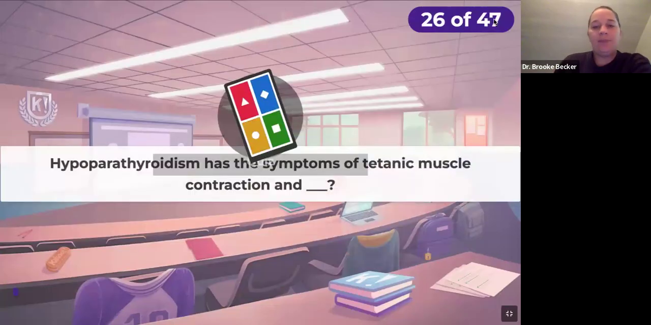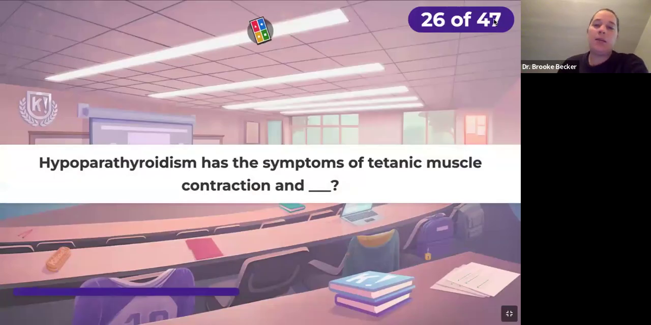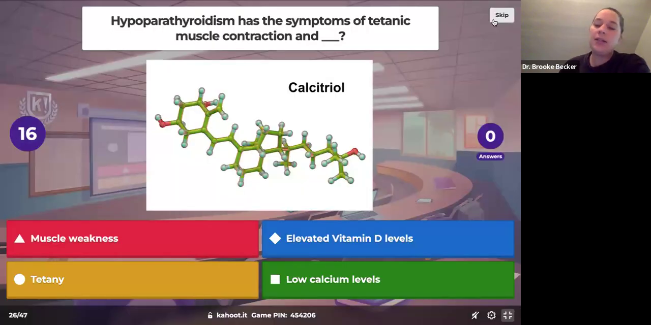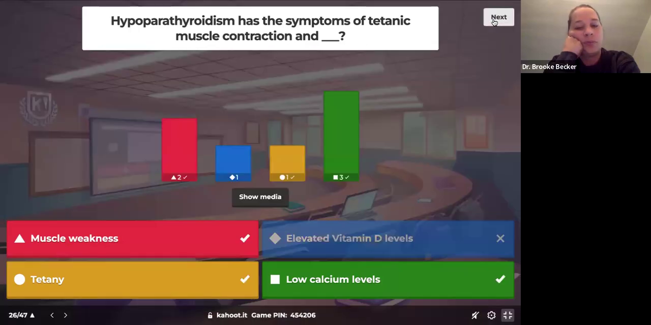Okay, multiple select. Hypoparathyroidism has the symptoms of tetanic muscle contraction and muscle weakness, elevated vitamin D levels, tetany, or low calcium levels. Hypoparathyroidism: muscle weakness, tetany, which means it's going to be tense muscle contraction. Your muscles aren't going to work like they should. And then you're going to have low calcium levels. Okay. Good.